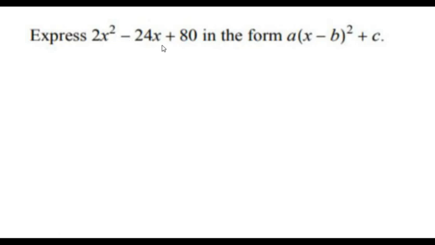Express 2x square minus 24x plus 80 in the form a(x minus b) the whole square plus c. So we have to use the completing the square method to change the quadratic expression into this format. For that, we are going to take only the first two terms, that is 2x square minus 24x. Now I am going to factorize these two terms. I am going to take the 2 common out, and in the bracket remains x square minus 12x.